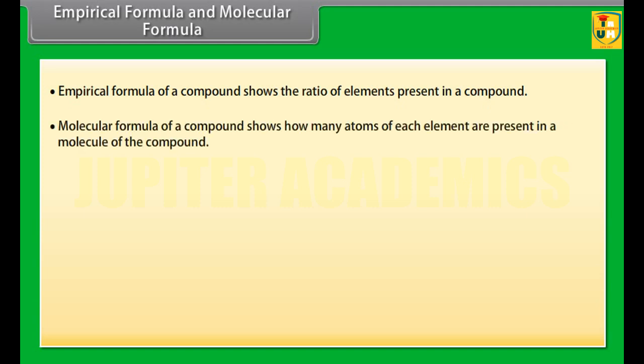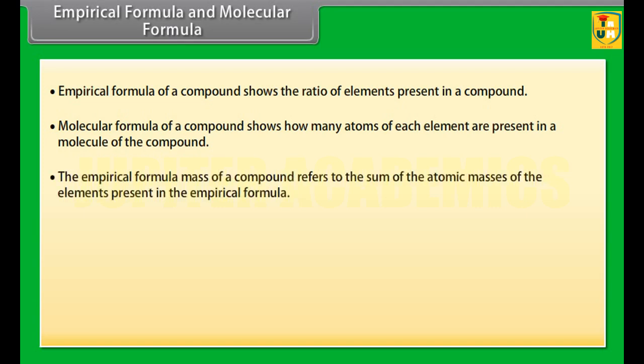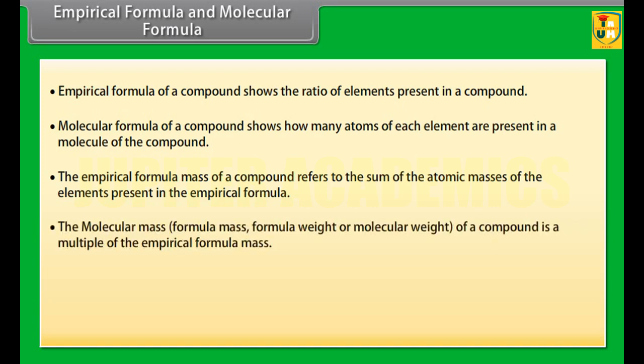The molecular formula of a compound shows how many atoms of each element are present in a molecule of the compound. The empirical formula mass of a compound refers to the sum of the atomic masses of the elements present in the empirical formula. The molecular mass, formula weight, or molecular weight of a compound is a multiple of the empirical formula mass. Mm is equal to N into empirical formula mass.